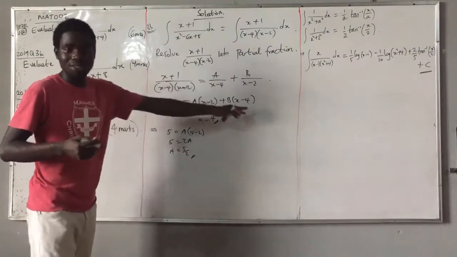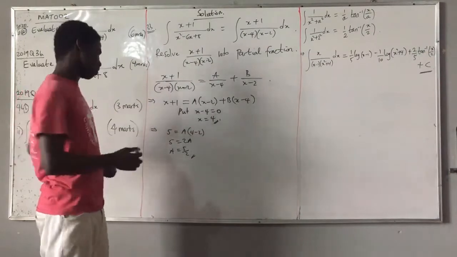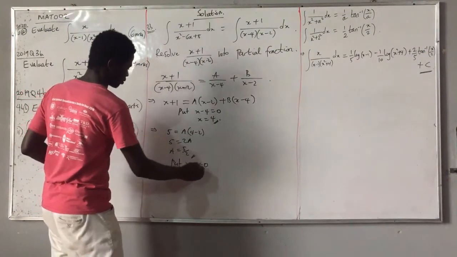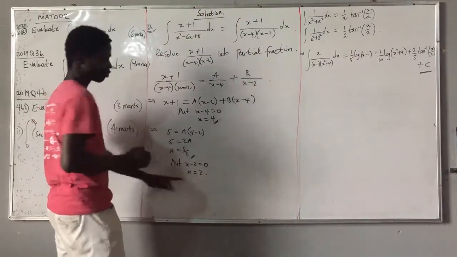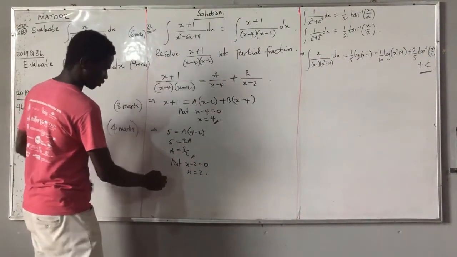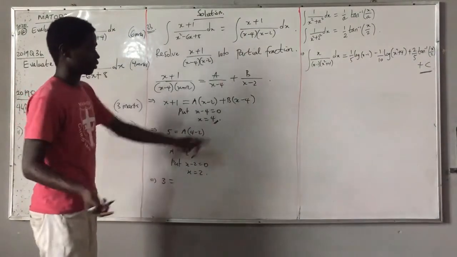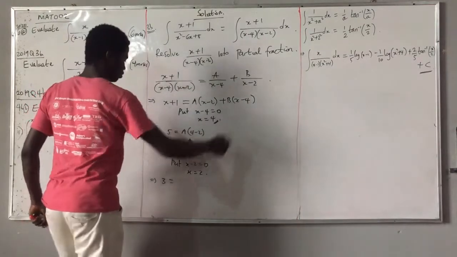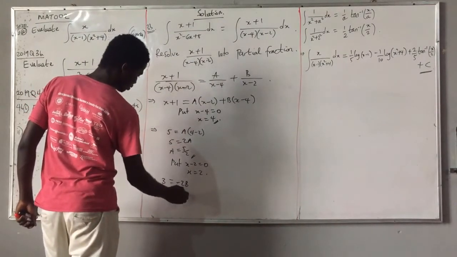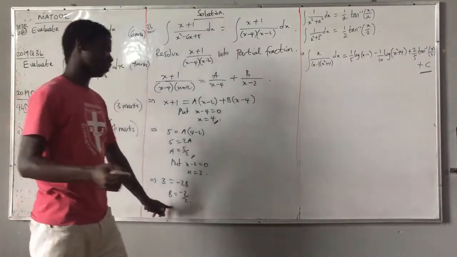Now to get b, a must be 0. So s minus 2 must be 0. So again put s minus 2 to be 0. So s is equal to 2. Anywhere you see s, put 2. So at the end of the day, again, I have 2 plus 1, which is 3, is equal to, 2 minus 2 is 0, so I'm left with 2 minus 4. That is minus 2b. So b is equal to minus 3 over 2. So a is 5 over 2. B is minus 3 over 2.